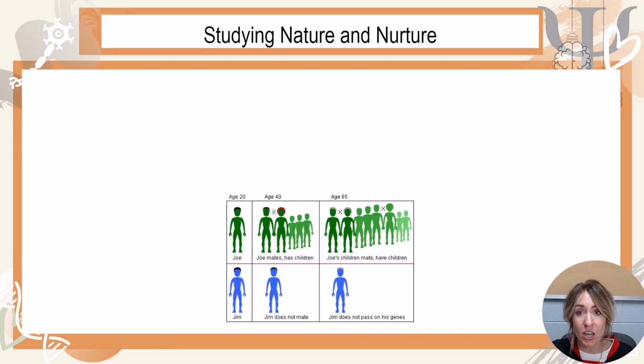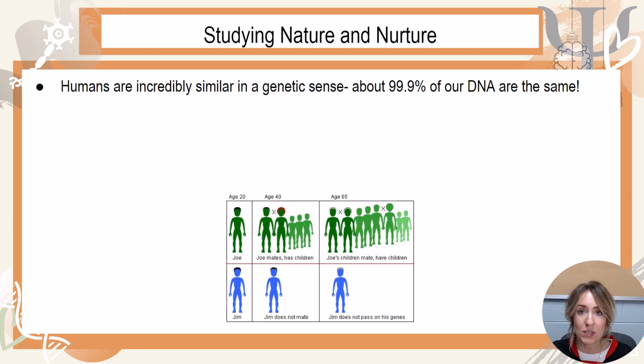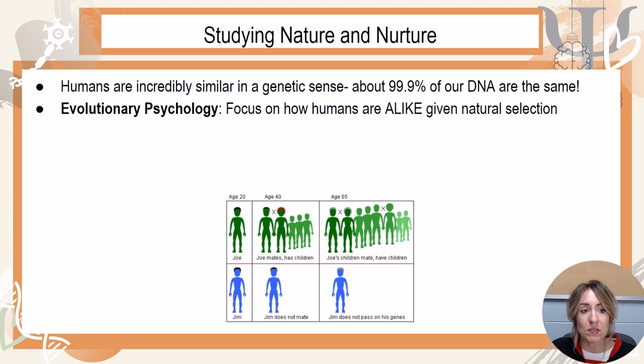So, when we are studying nature versus nurture, there's 2 schools of psychology that really focus on this study. And the first school of psychology that focuses on this is evolutionary psych. So humans are incredibly similar when it comes to their genetics. Like 99.9% of our DNA, from me to you to the next person, is exactly the same, right? And so evolutionary psychology focuses on how we are alike given natural selection. So how we came to be so similar to one another and how those similarities are passed down from generation to generation.